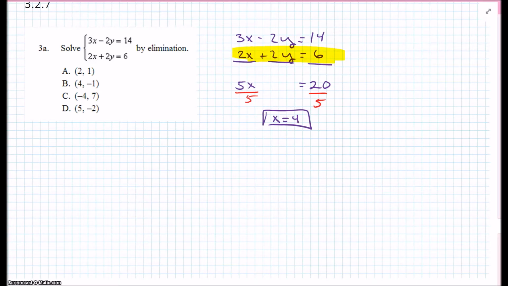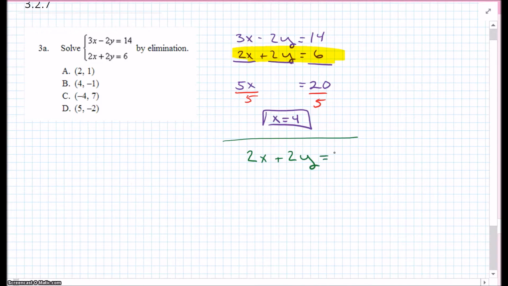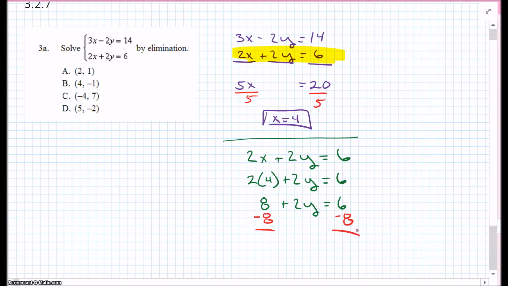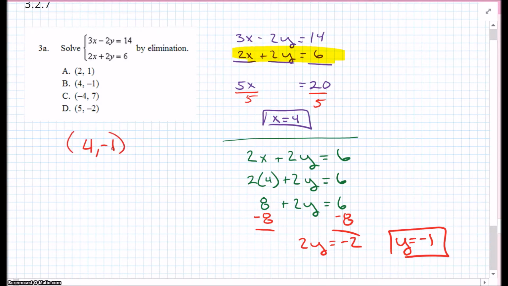Okay. So now we just plug it into the next equation and solve for y. So we're going to get 2x plus 2y equals 6. Plug in x equals 4, so you're going to get 2 times 4 plus 2y equals 6. So that's 8 plus 2y equals 6. Subtract 8 from each side. So we're going to get 2y equals negative 2 or y equals negative 1. We can plug that in and see. So our ordered set would be x comma y, which would be 4 comma negative 1. So the answer would be B.